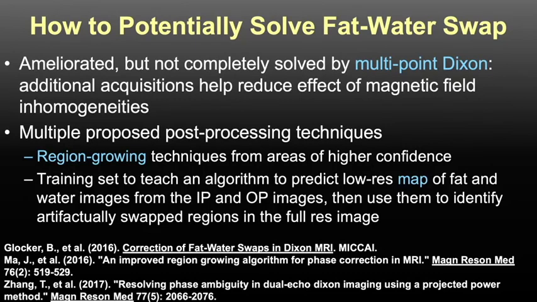With multi-point Dixon, when you use more than two in-phase and out-of-phase images, these additional acquisitions can help reduce the effect of those magnetic field inhomogeneities and help you avoid this fat-water swap artifact.